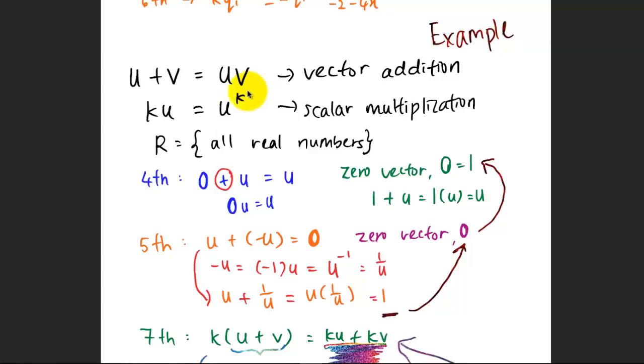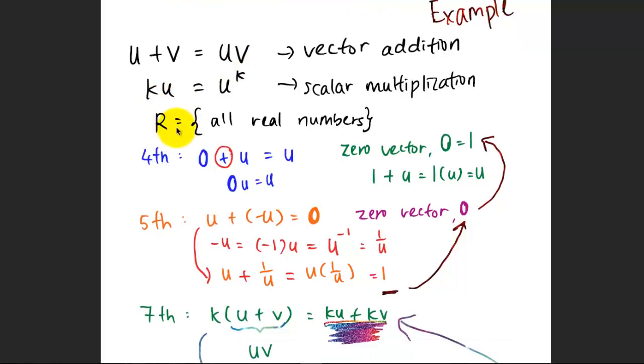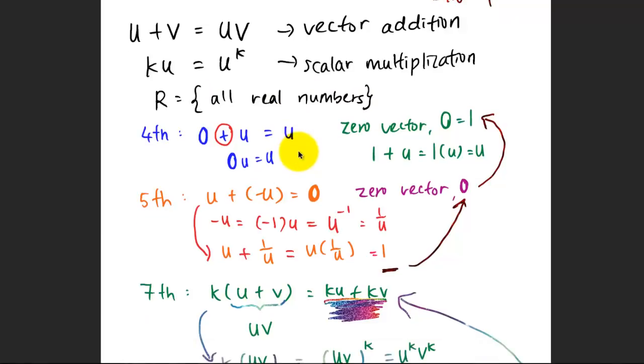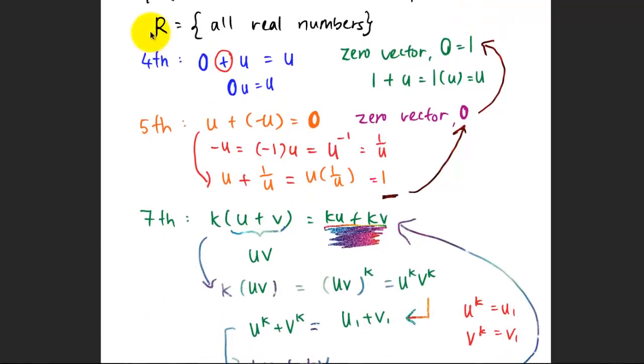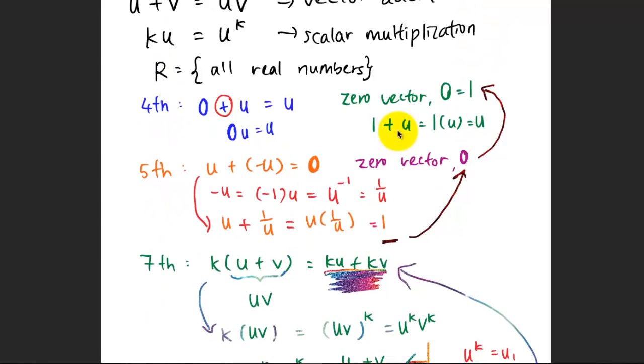And let's check whether this group of members, where R is all the real numbers. So you have a set of numbers where they are all real numbers. We want to know whether this collection of objects, the real numbers, could be a vector space or not. Now I left the rest for you to try. Here I'm just going to show you the fourth, the fifth, and the seventh axioms.